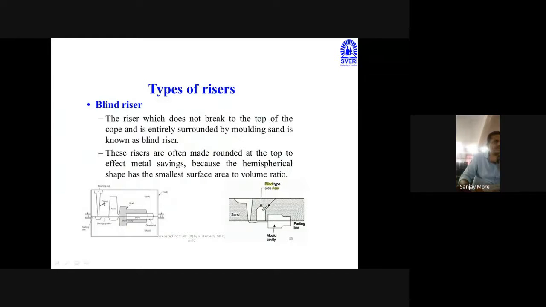Draw this diagram here. Blind riser means this riser does not break or open to the cope. Cope means the upper side of the molding box. This riser does not open the cope molding box or break the surface of this cope molding box.